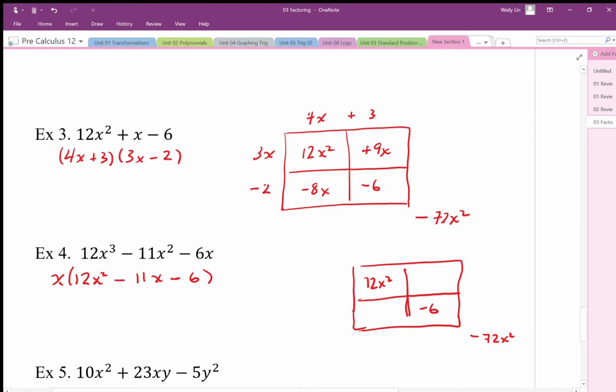So the 8 and 9 don't work, so we can try 6 and 12. 6 and 12 don't work. Then we can try 3 and 4, and 4 and 18 don't work. And in fact, if we try all of them, none of them work. So at this point, this cannot be factored. So this quadratic is what we would consider prime.